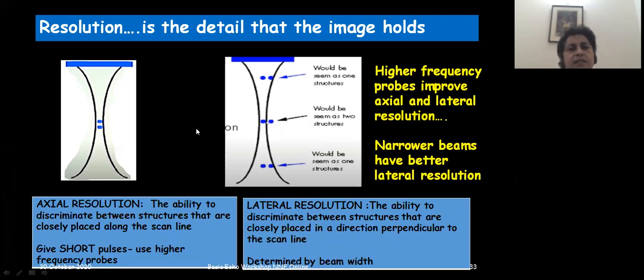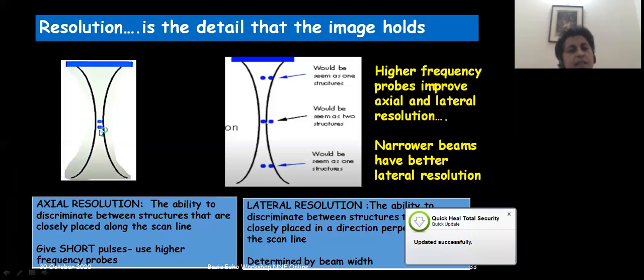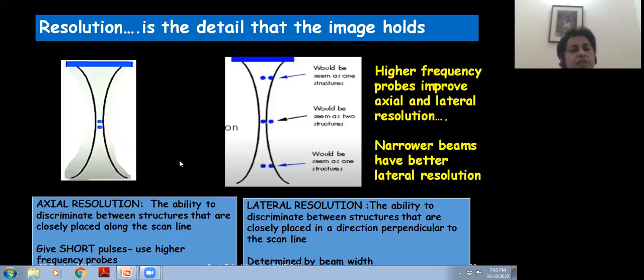Now there are two kinds of resolutions. One is axial resolution and the other is lateral resolution. What do each of these mean? Now, if I have two structures along the axis of the ultrasound beam and they're very close to each other, the ability to differentiate them as two separate structures is actually important. In order to be able to make out these two structures, I must improve my axial resolution. And the way to do it is to have shorter pulses and to use higher frequency probes.